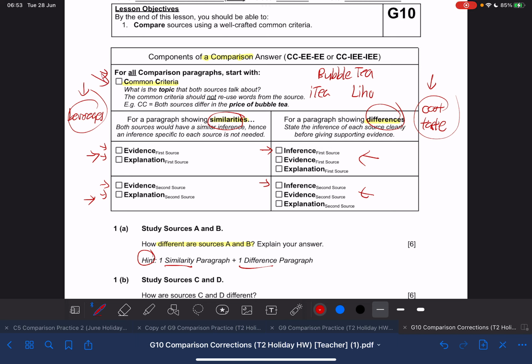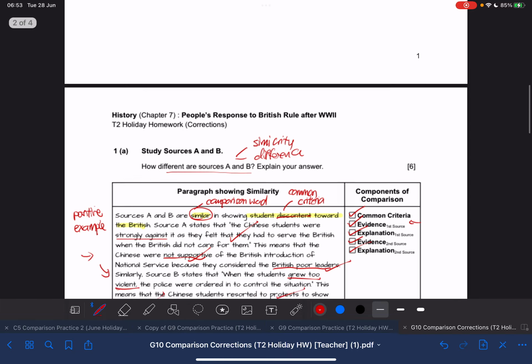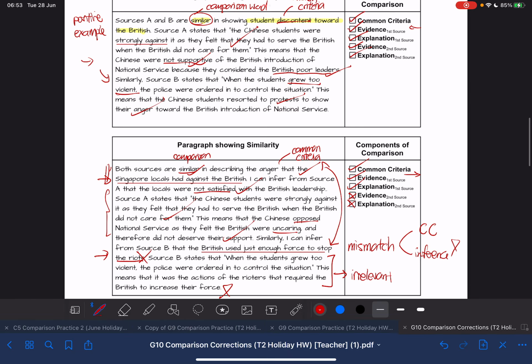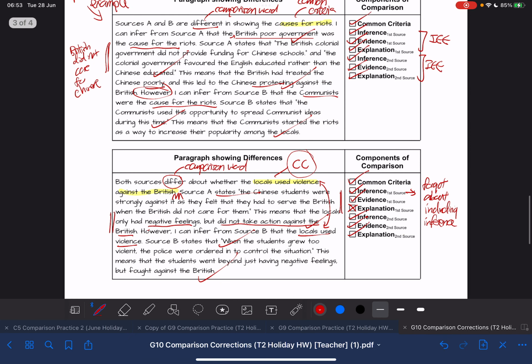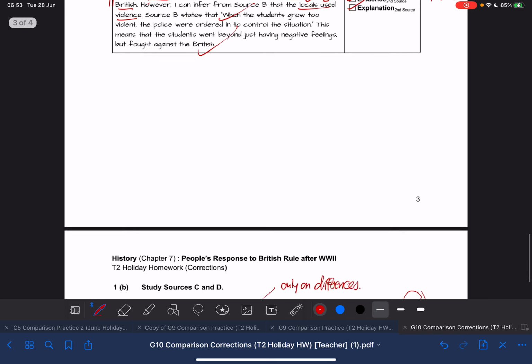And the other similarity across both paragraphs is both paragraphs definitely need your evidence and explanations. Just that, for the similarity paragraph, because the common criteria is the same as the inference, then you don't need to put it again, otherwise you're just repeating the same thing 3 times. But for the difference paragraph, you must clearly show me your inferences. Okay, next, we went through several examples of students' work. You have followed my marking for the first few examples, and then you have practiced marking yourself. I hope you guys are able to see and identify what the teachers are looking out for.